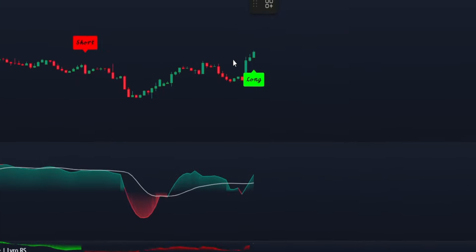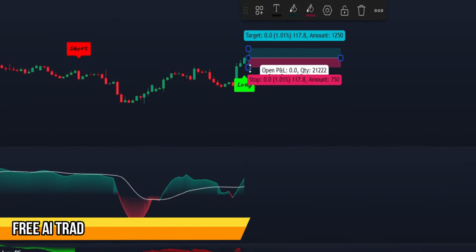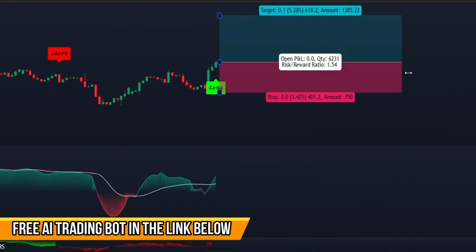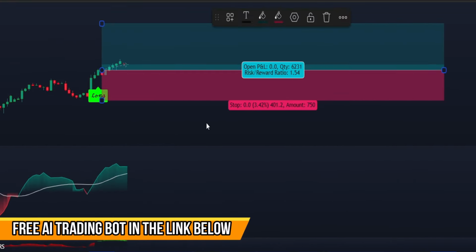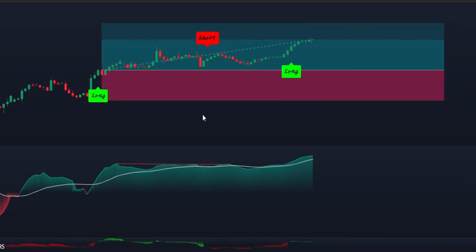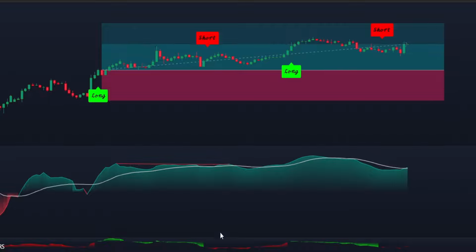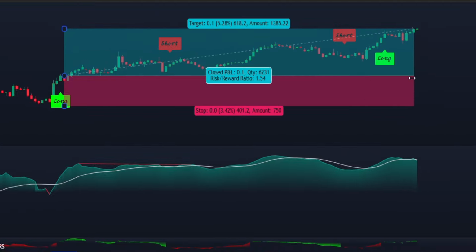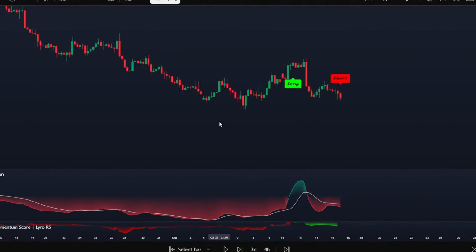Enter the buy trade on the next candle. Place your stop loss just below the recent swing low. Set your take profit at 1.5 times your risk. Let the trade run. You'll see that when the reclaim happens with volume behind it, these setups work beautifully. Now flip it for a sell trade.